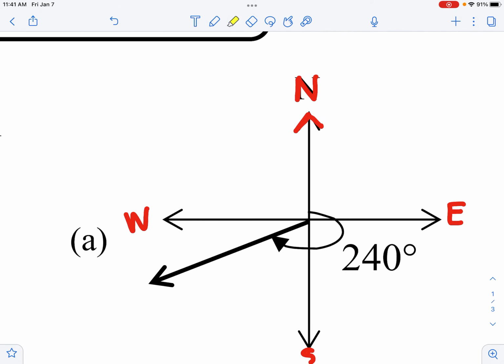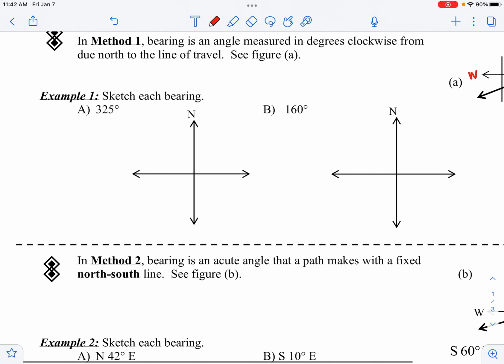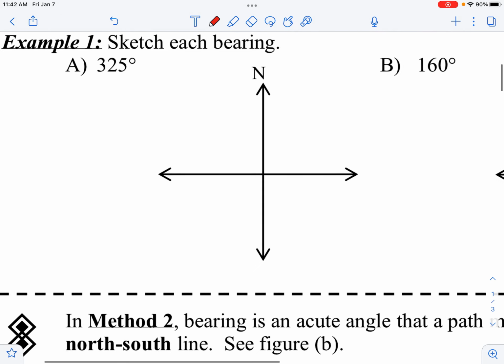So knowing that that's 240, what's also important to know is what this angle is and what this angle is. So since straight down is 180 degrees, that would make this a 60-degree angle right here, and that would make this 30 degrees since that's a right angle together, okay? All right, so let's sketch each bearing.